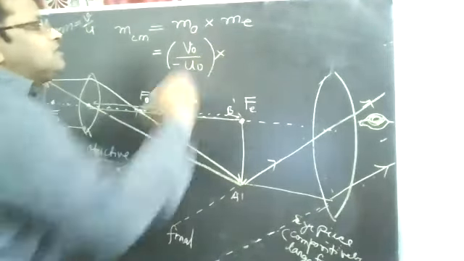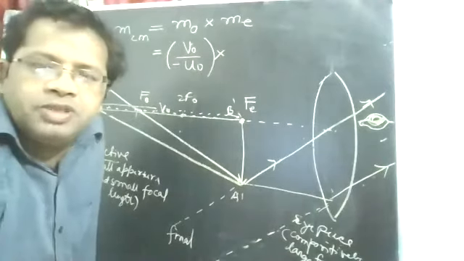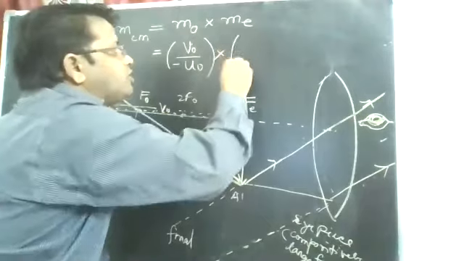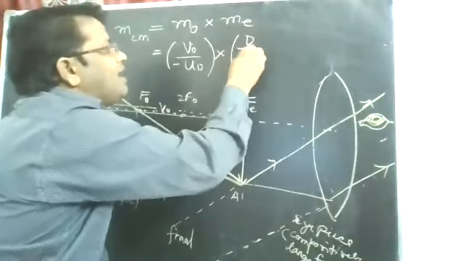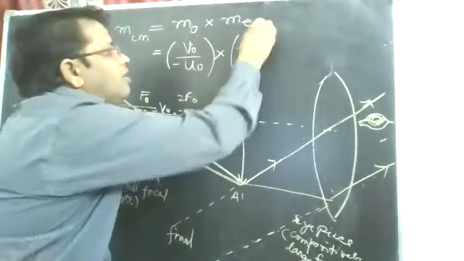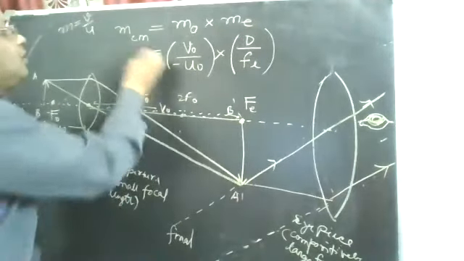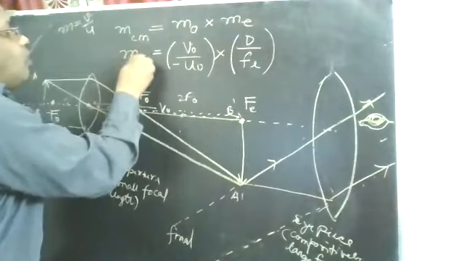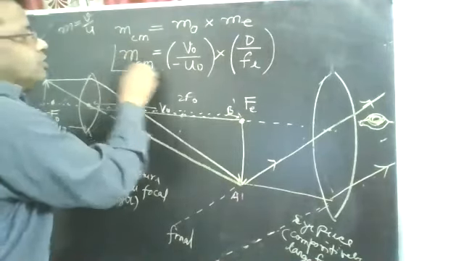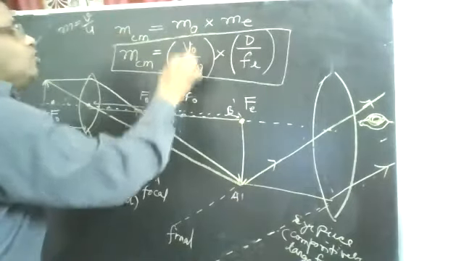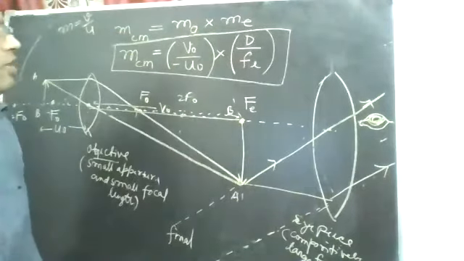Now for the eyepiece, I have already discussed with you that during normal adjustment, the magnification formula is D by FE. In the previous class, we have already discussed this. So this is the total magnification formula for the compound microscope: VO by UO into D by FE.